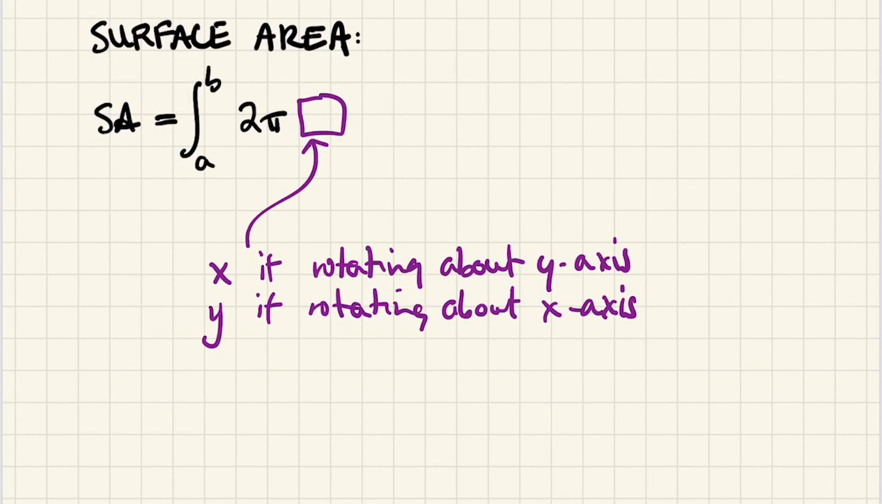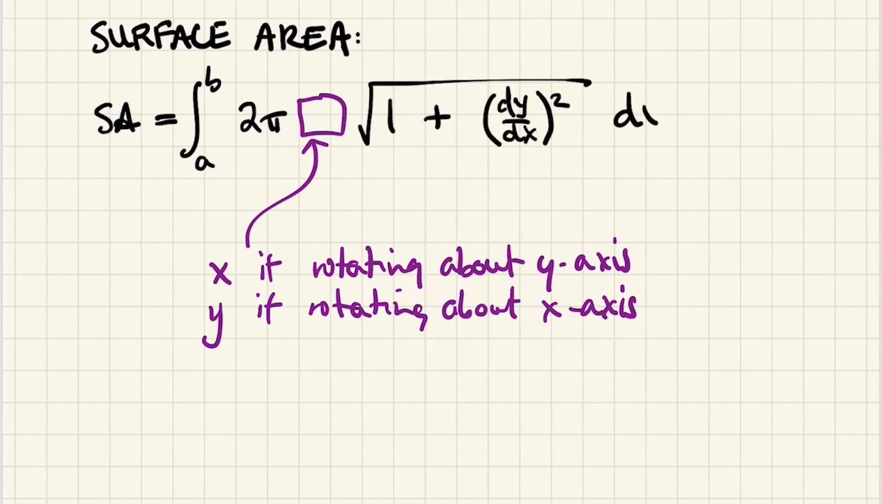Okay, followed by 1 plus, and then I'm going to put just dy dx squared and a dx. However, if we were integrating with respect to y, then you would put a dy here, and you would put dx dy there instead of dy dx. So in other words, whatever this differential is must match the denominator differential within the square root here.